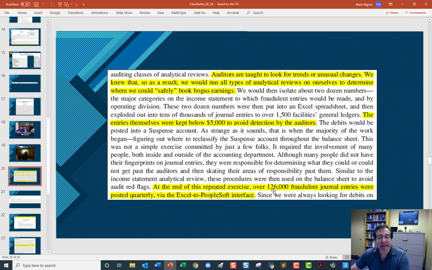At the end of this repeated exercise, over 126,000 fraudulent journal entries were posted quarterly. If we multiply this number by 4, because there are 4 quarters in the year, that would mean it's a little over 500,000 fraudulent journal entries, all below 5,000. And this fraud worked. It worked for years. It was big, and it worked brilliantly.